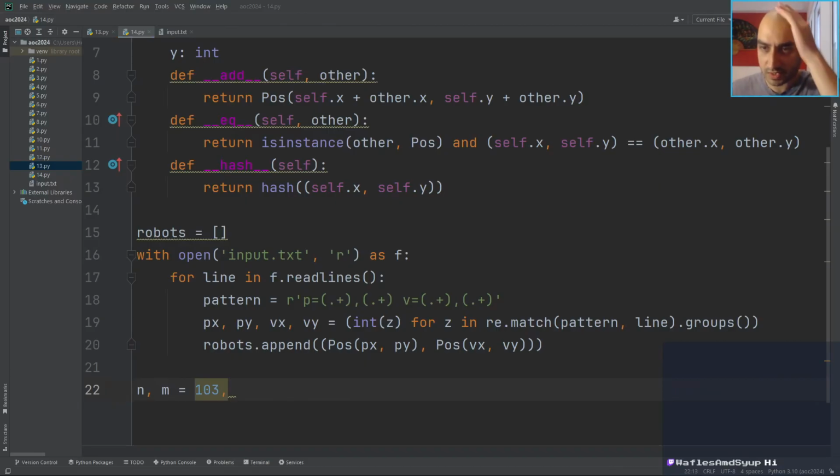Hello, Waffles and Sayup. How's it going? Are you doing Advent of Code yourself?